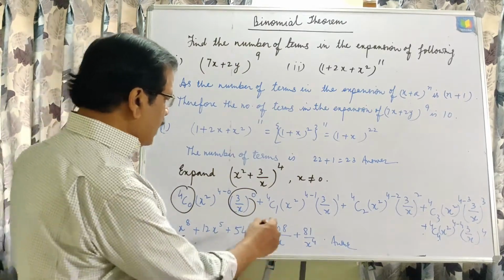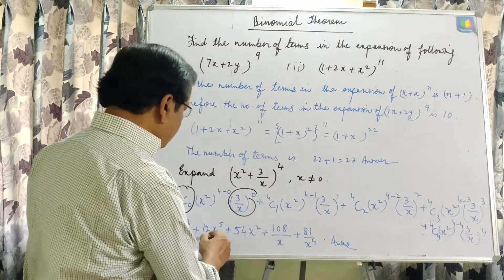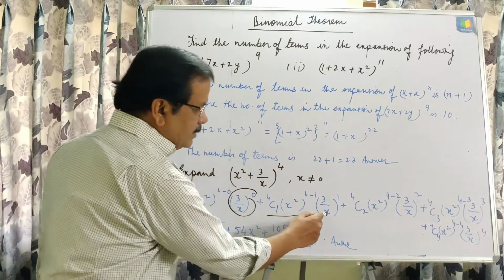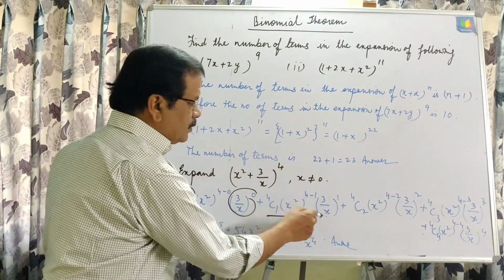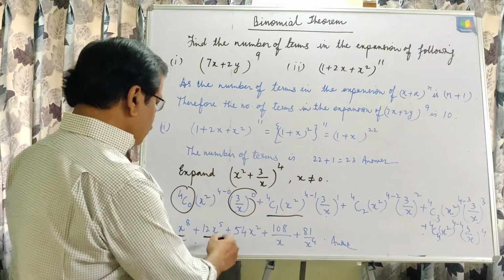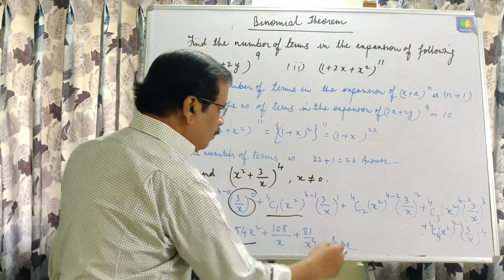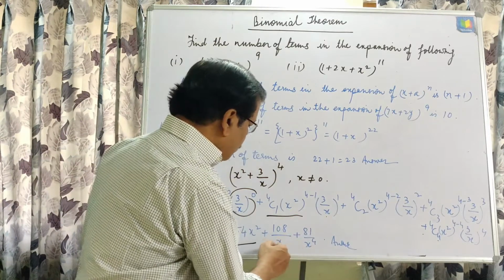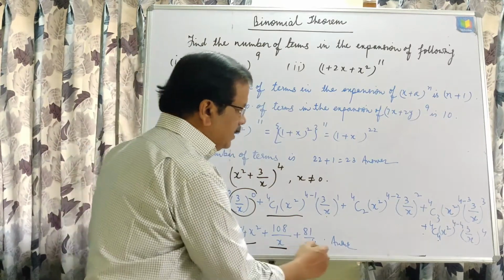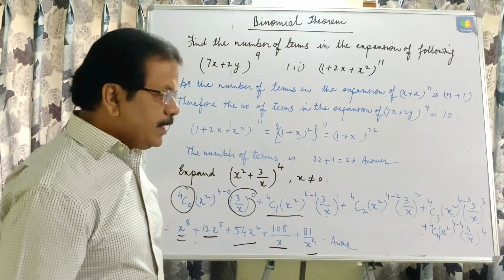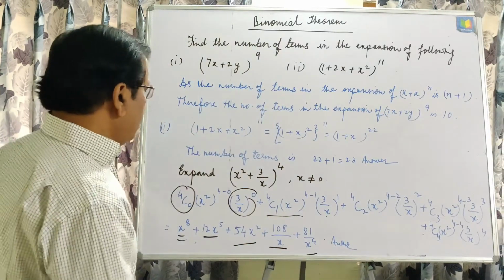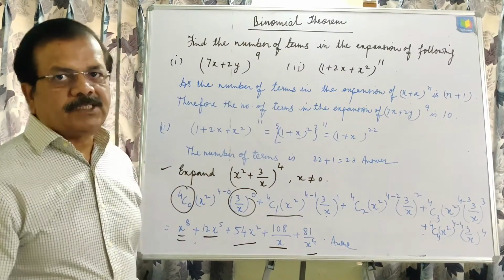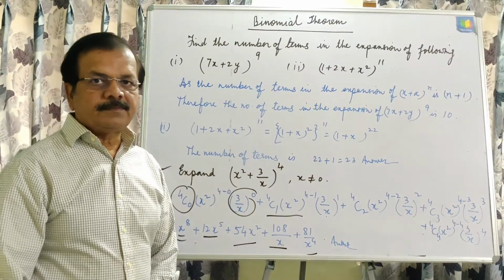In the same way we can simplify the other ones and we will get here 12x^5, because x is in the denominator, and this is x^(6-1), that is x^5. Next one, 54x^2, and then 108/x plus 81/x^4, and this way we can expand any expression.